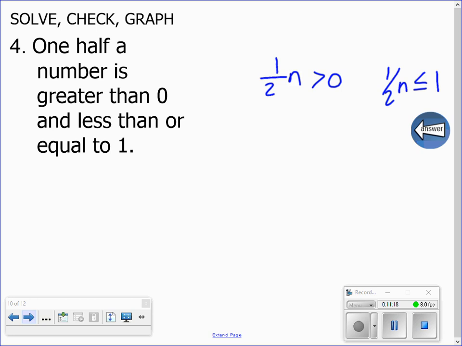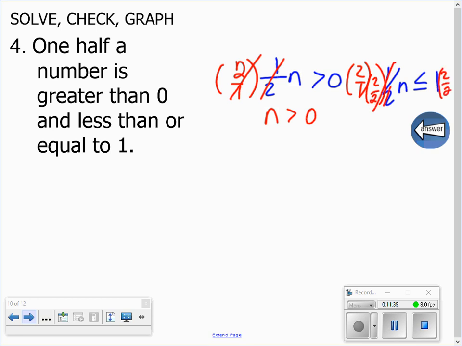So if we solve both, remember that to get rid of a fraction, we multiply by the reciprocal. So that'd be 2 over 1. Fractions go away here, and we're left with n is greater than 0. We multiply by 2 over 1 on this one as well. And when we get rid of the fraction, it's 2 over 1. And we get n is less than or equal to 2. So here we have n is greater than 0 and n is less than or equal to 2.